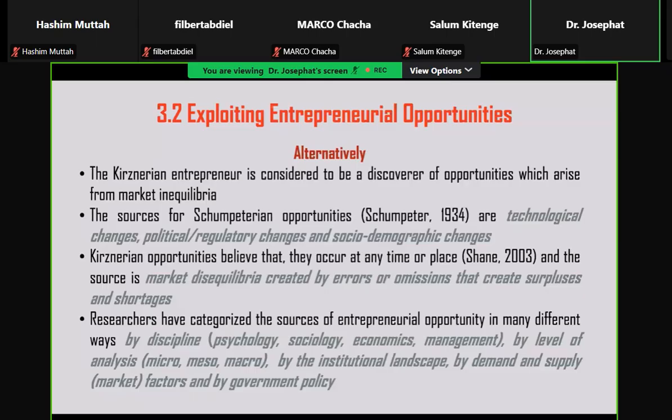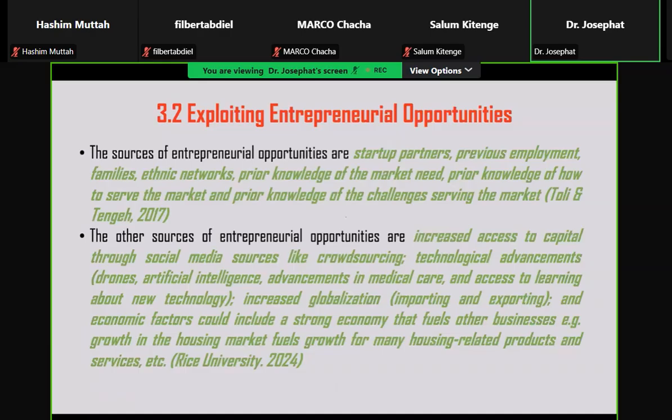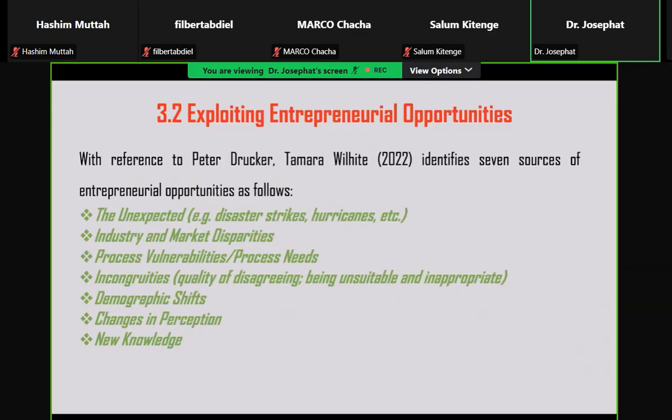The other sources of entrepreneurial opportunity can also be classified as increased access to capital through social media, sources like crowdsourcing, artificial intelligence, advancement in media care, and access to learning about new technology, increased globalization on the part of importing and exporting, as well as economic factors that could include strong economies that fuel other business. Example, growth of the house market fuels growth of many housing related products or services. This according to Rice University in their study 2024.